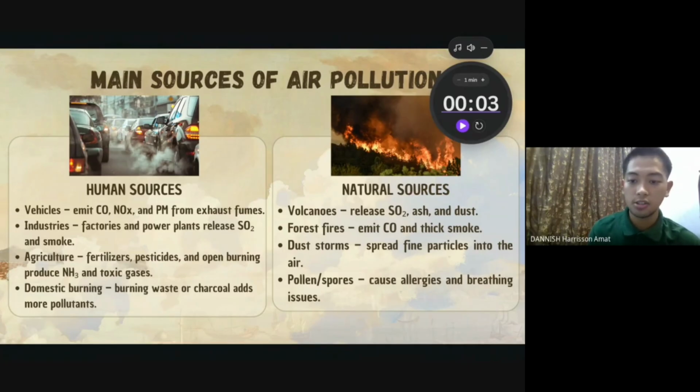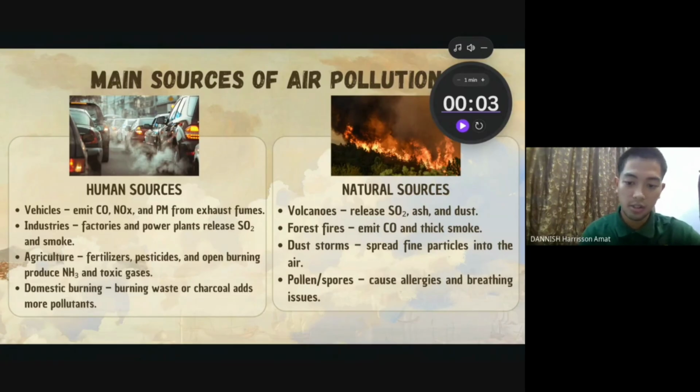And for the natural sources, there are volcanoes, which release sulfur oxides, ash, and dust. Forest fires emit carbon dioxide and thick smoke. Dust storms spread fine particles into the air, and pollen or spores cause allergies and breathing issues.